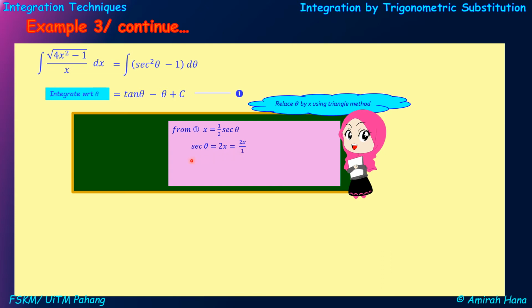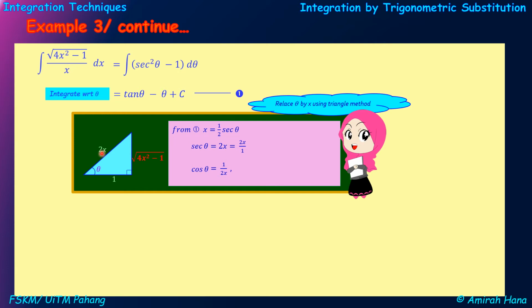And to draw a right angle triangle with sides, we can write cos theta, because sec theta is the reciprocal function of cos theta. So we can exchange numerator and denominator, and we get cos theta equals 1 over 2x. From cos theta equals 1 over 2x, we can draw a right angle triangle with angle theta. We put 1 in adjacent and 2x for hypotenuse, because cos theta means adjacent over hypotenuse.